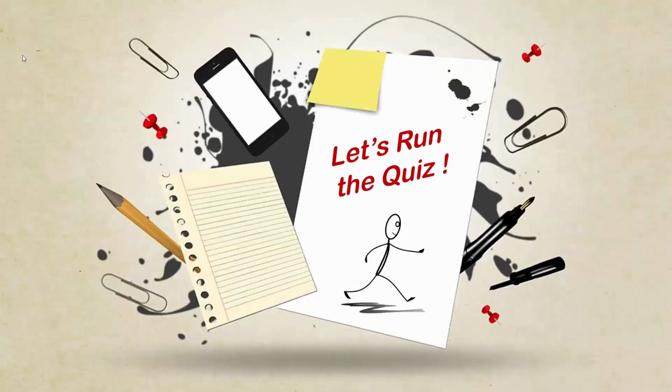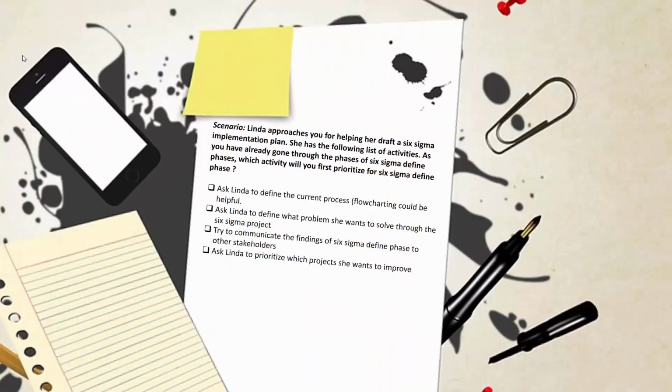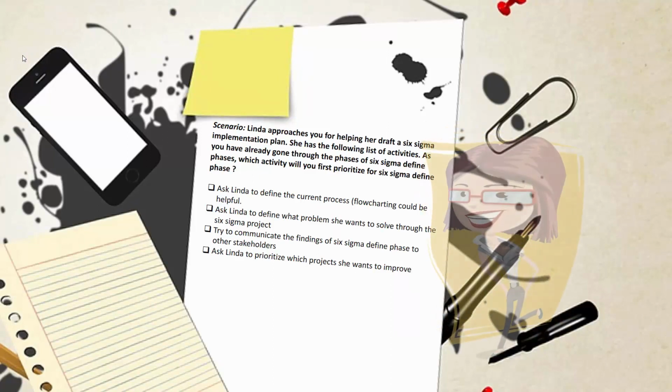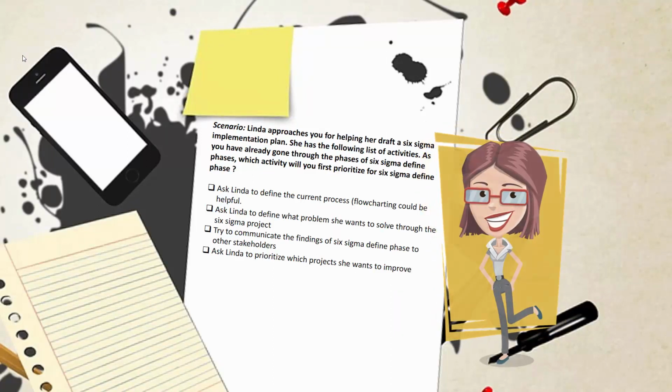After all this, let's start the third section of this video. Let's run the quiz. Your scenario here is Linda approaches you for helping her drafting a Six Sigma implementation plan. She has the following list of activities. As you have already gone through the phases of Six Sigma define phase, which activity will you first prioritize for Six Sigma define phase?